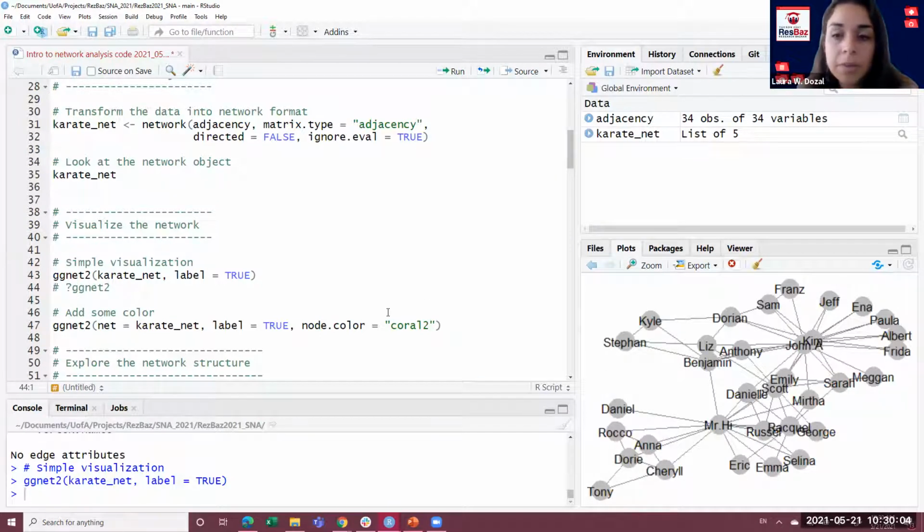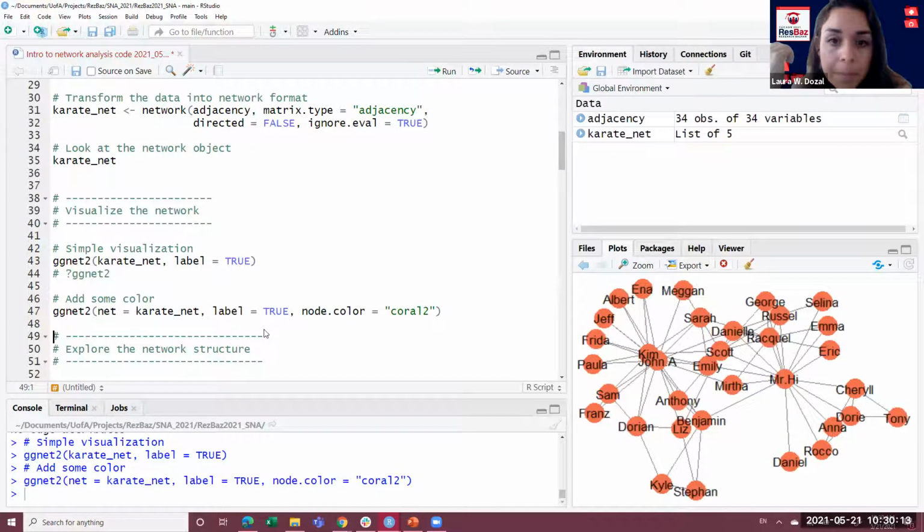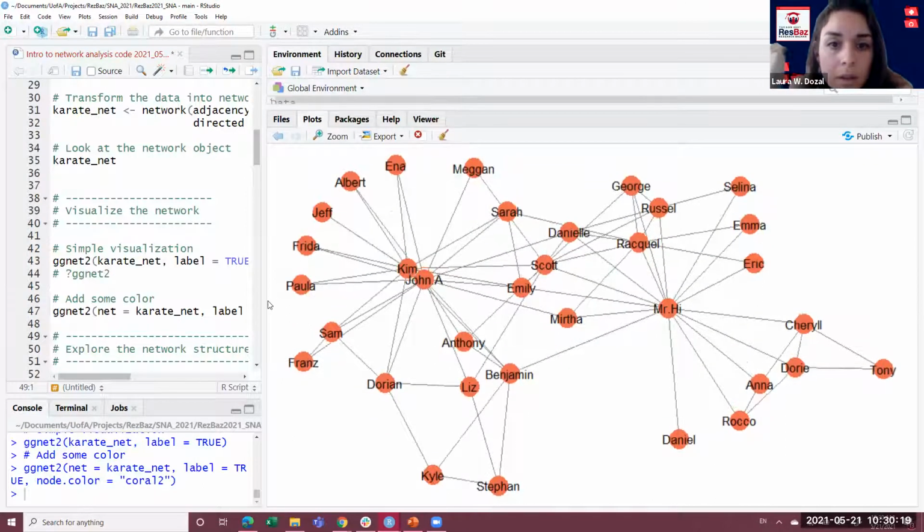Here it's just a simple visualization, but let's add some color to it to be less boring. And I'll open this up. Cool. So here we have our network. Mr. High, who is at the top of the list, branches off and has one section of the network, and Kim and John A have another section. So we can see what's happening with this network and how it's spread out.